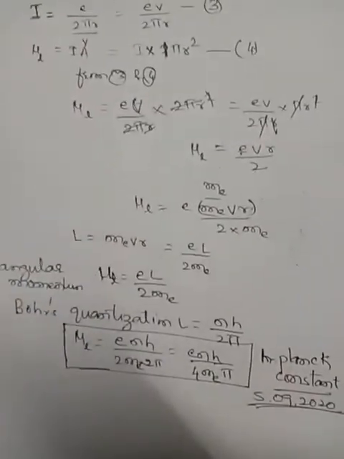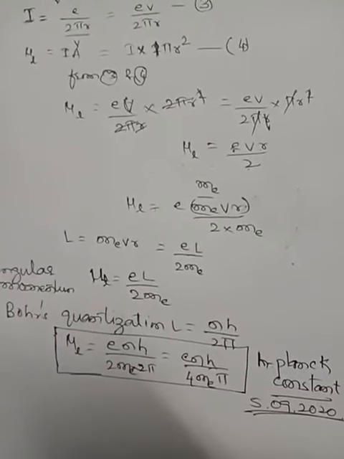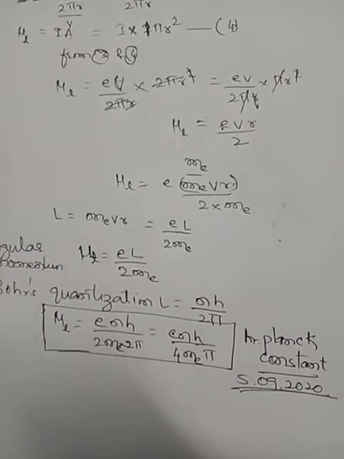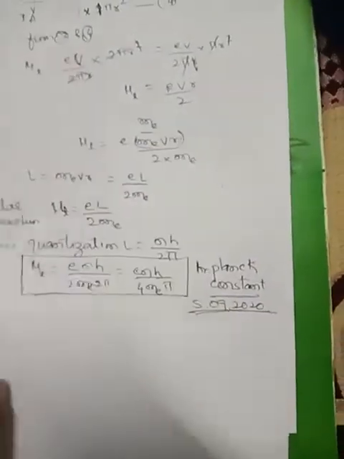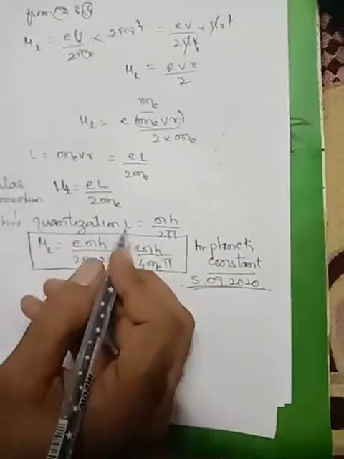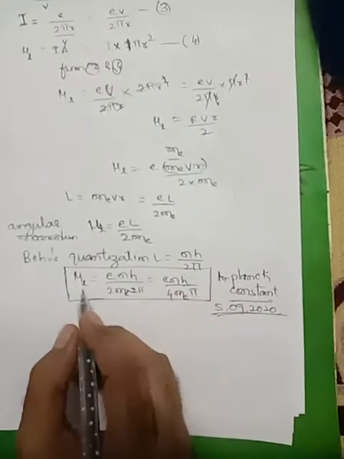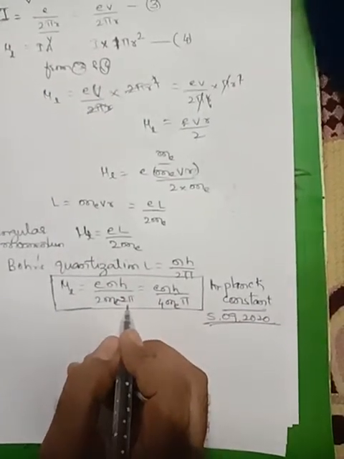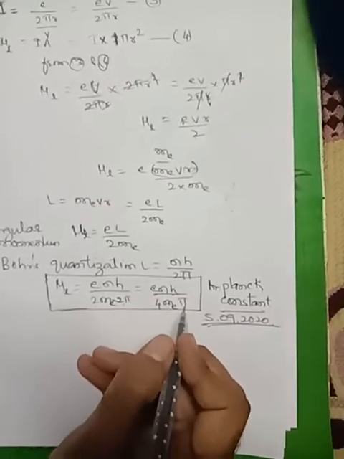See, yesterday we have seen the magnetic moment of the electron, and also we have seen torque, the derivation we have done. So one more topic was remaining in that. After Bohr quantization we have derived L is equal to nh by 2 pi, then mu L is equal to enh by 2me into 2 pi, which will become enh by 4 me pi.